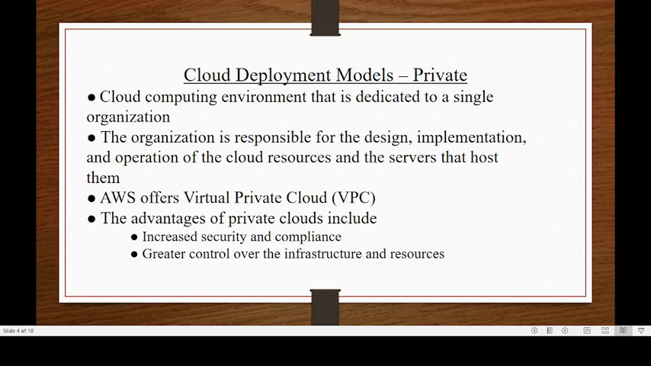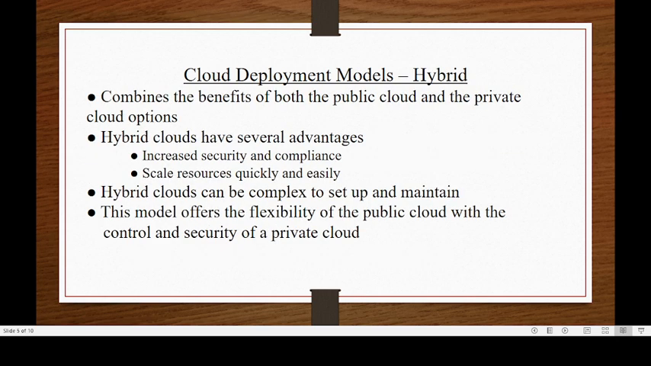The following are the advantages of private clouds. The first one is increased security and compliance. The second advantage is the greater control over the infrastructure and resources. Next, let's see about hybrid deployment model.